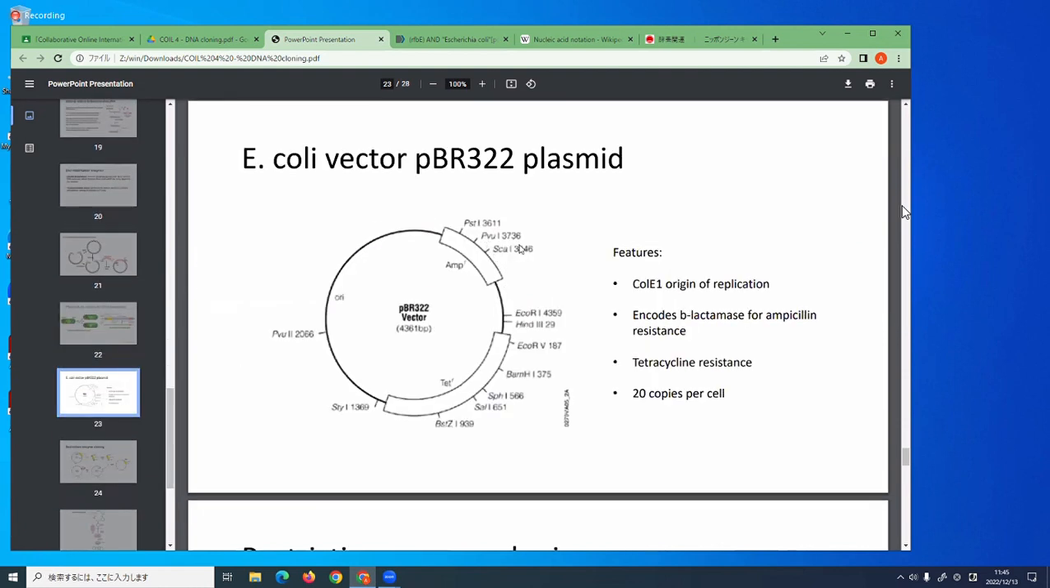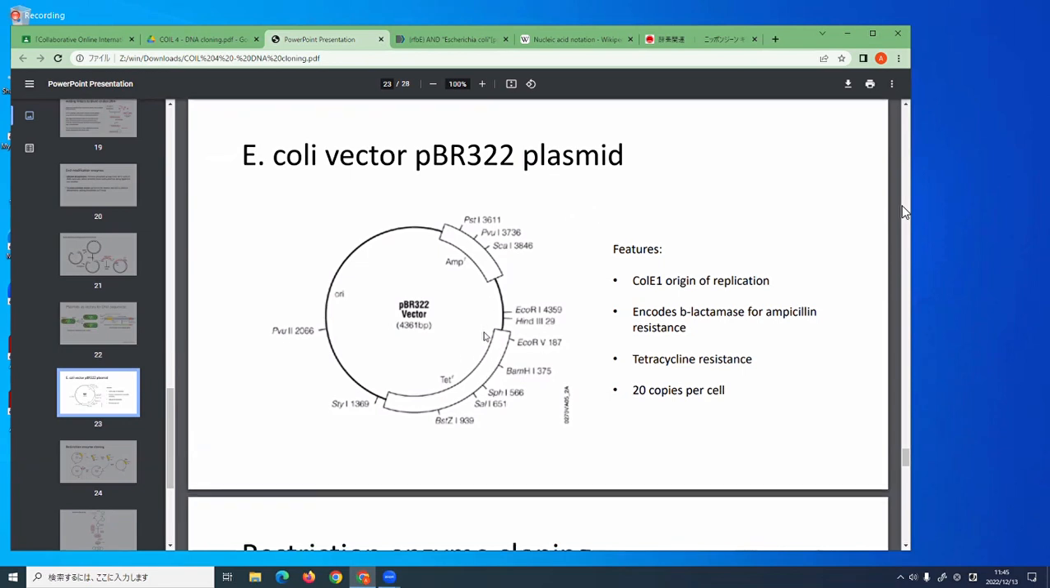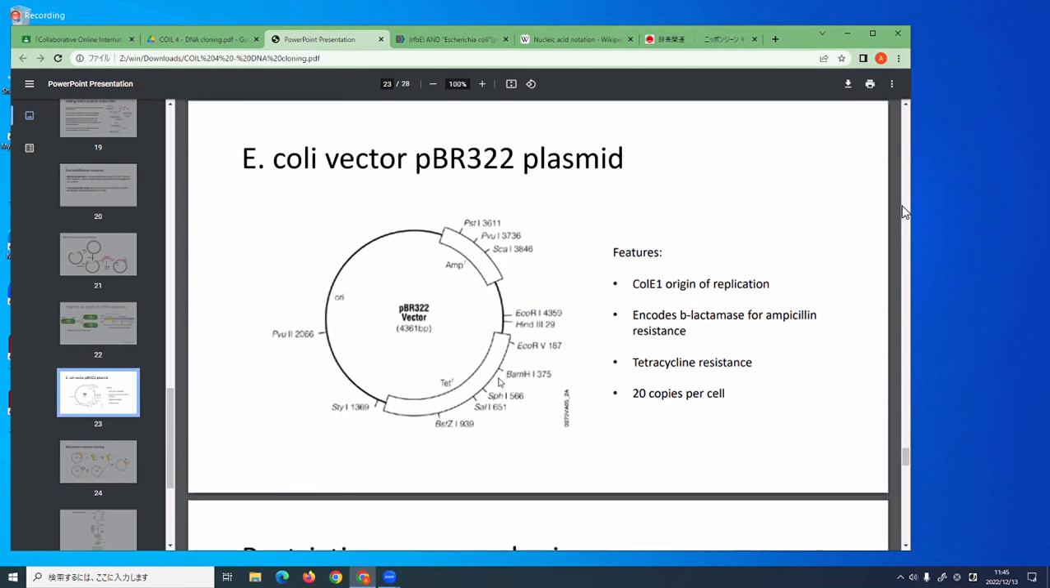So for a plasmid, usually they have this small letter p to indicate it's a plasmid. And this particular plasmid is called pBR322. It's one of the, I think, oldest plasmids discovered in E. coli. So when you look at a plasmid, you typically will be looking at a plasmid map over here.